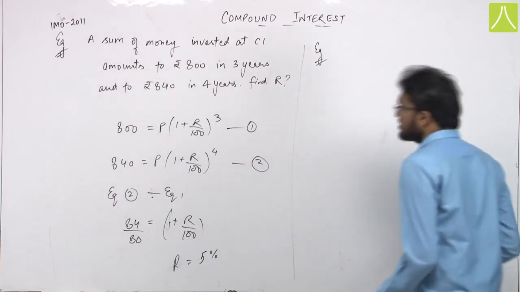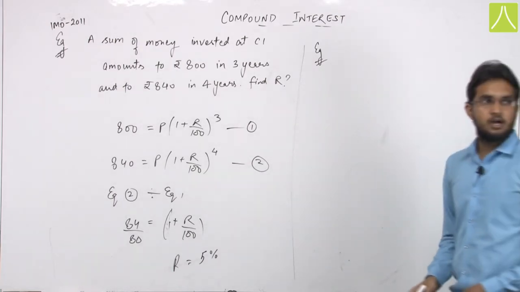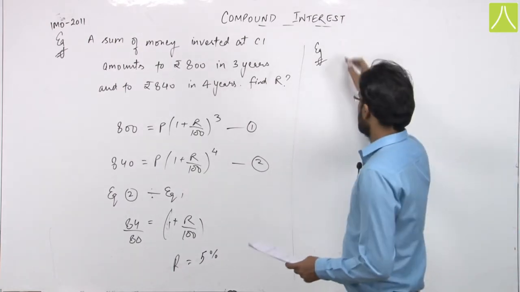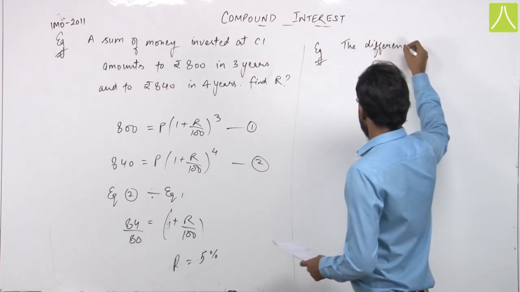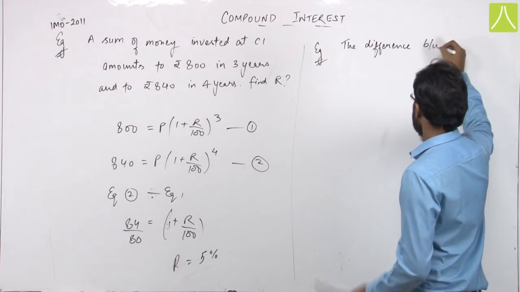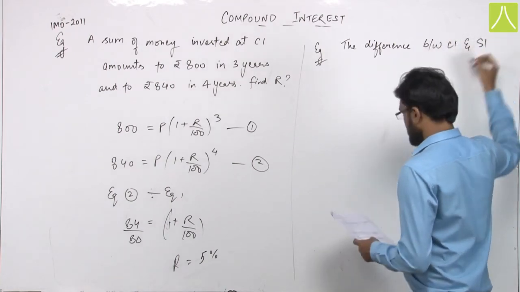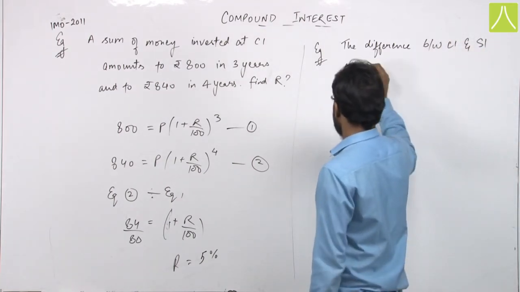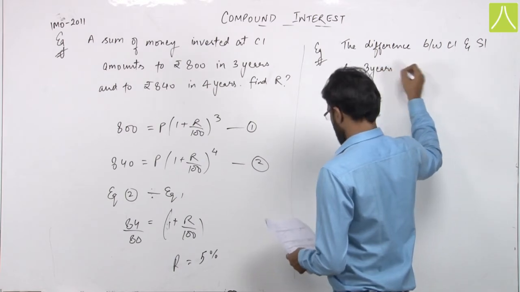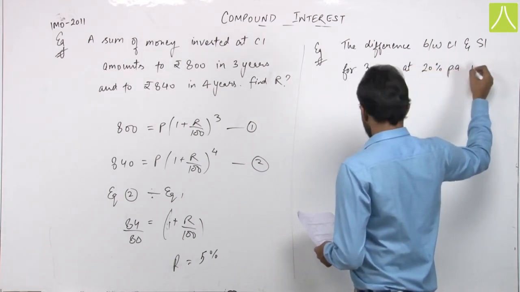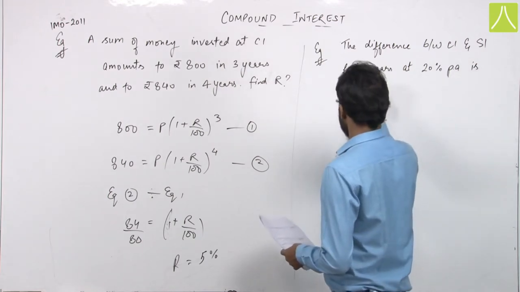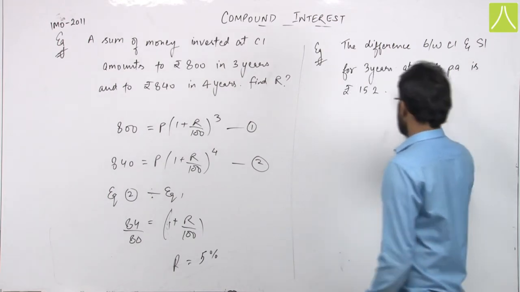Let us see another question. This is the same type of question which came in the IMO 2011. We are given the difference between the compound interest and the simple interest for 3 years at 20% per annum as rupees 152. What is the principal lent in each case?